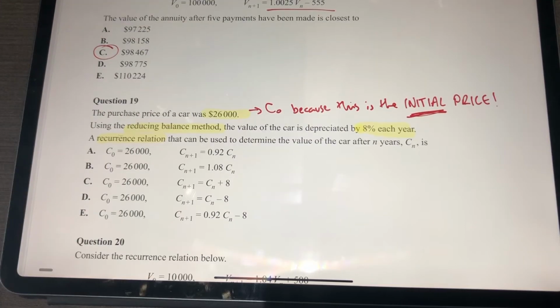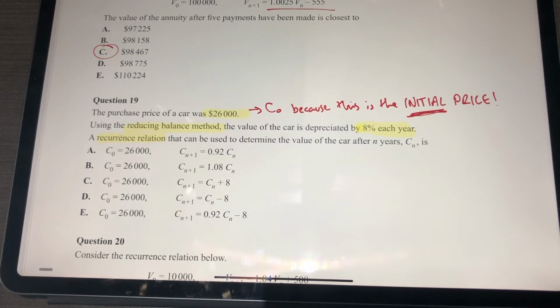Question 19. Purchase price of a car was 26,000. Using the reducing balance method, the value of the car is depreciated by 8% each year. A recurrence relation that can be used to determine the value of the car after n years, Cn is what?